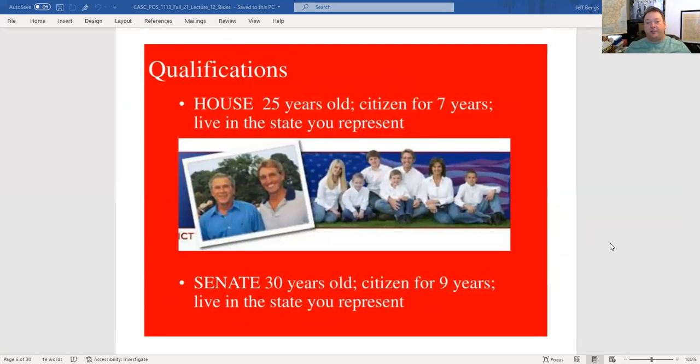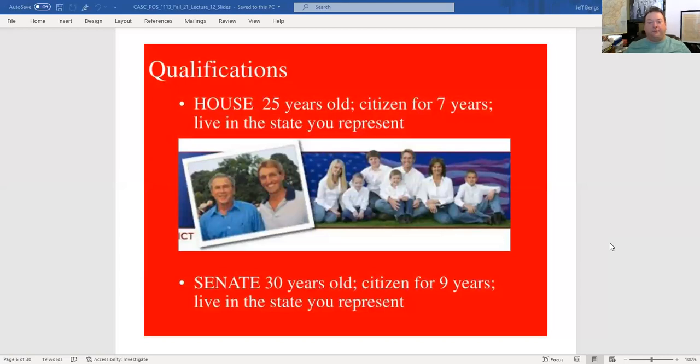Remember, there's 2 chambers in Congress. There's the House of Representatives and there is the Senate. In order to be a rep, you have to be 25 years old. You have had to have been a citizen for 7 years. And you have to actually live in the state that you want to represent. That's a good policy. If you want to be a senator, you have to be a little bit older, 30 years old. Have been a citizen for 9 years, a US citizen, and live in the state, once again, that you want to represent.